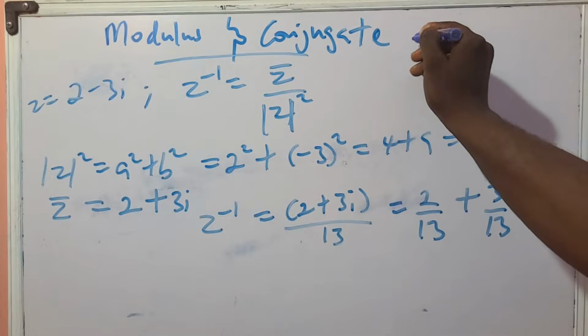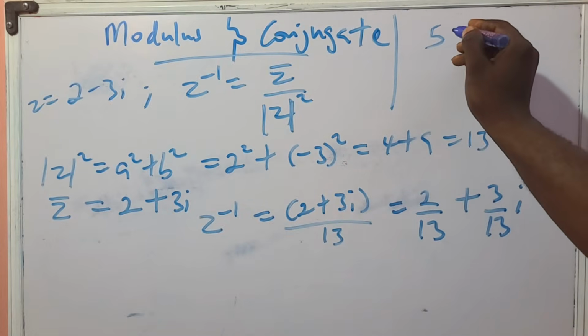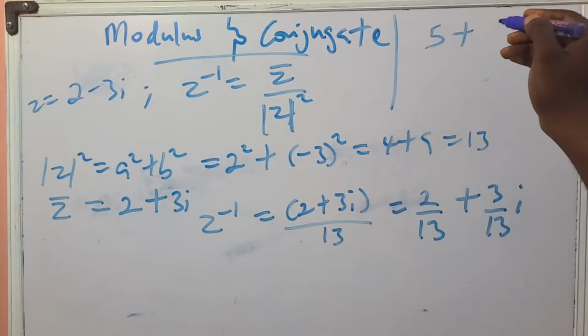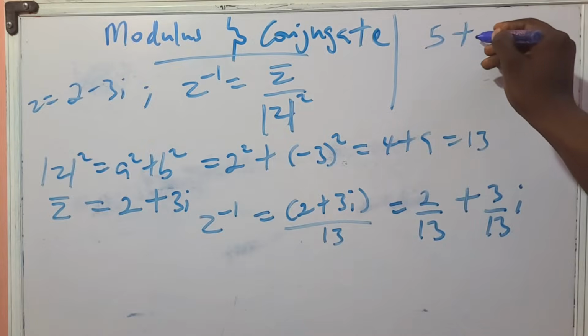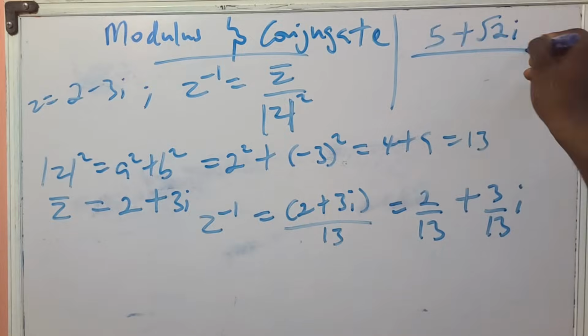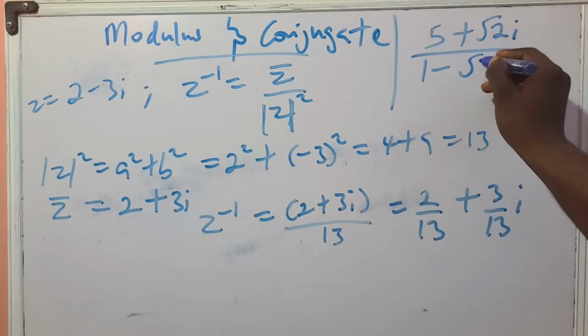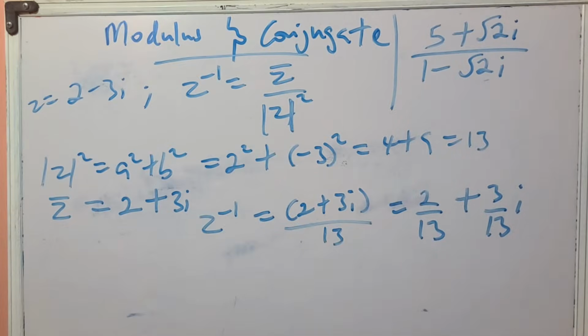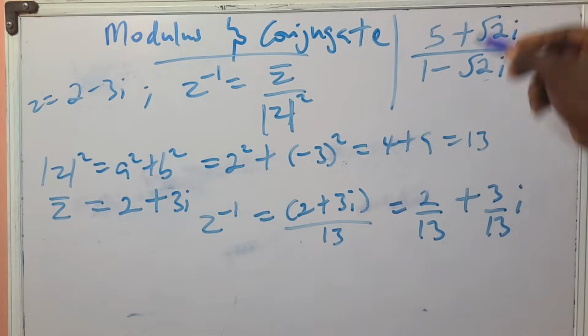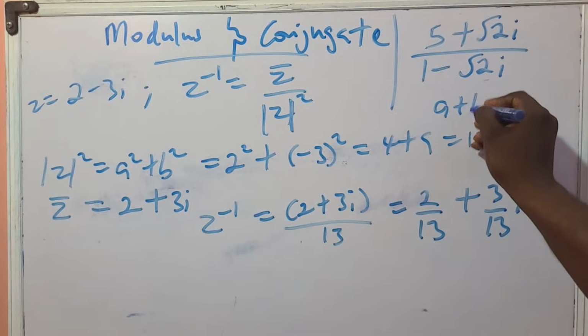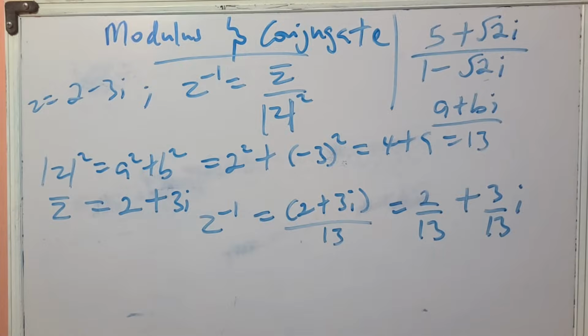Can you quickly help me to express this: 5 plus square root of 2i over 1 minus square root of 2i? Can you express this in the form a plus bi? Can you do that very quickly? Conform all what you have here to a plus bi. Let's see how you fare with that.